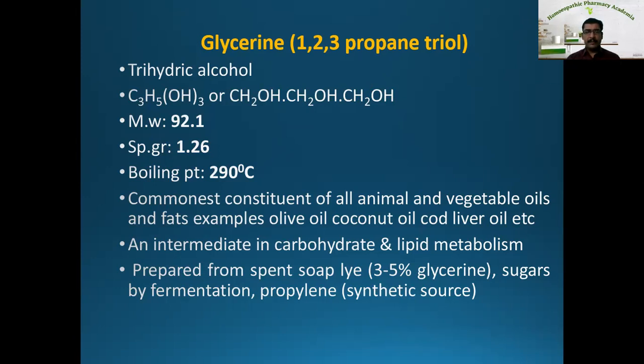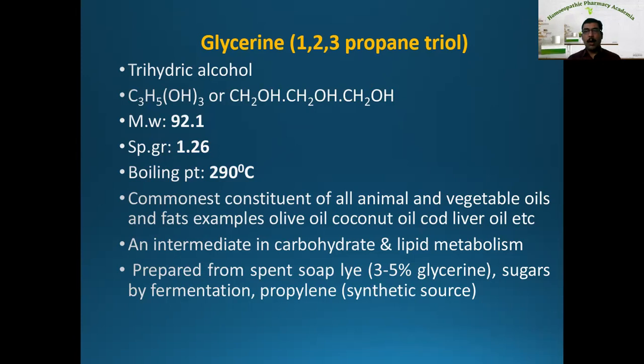It is prepared from propylene, which is a petroleum product, and it is chlorinated to form allyl chloride, which is then converted to allyl alcohol. Then it is treated with hypochlorous acid. When the chlorohydrin derivative product is produced, extraction of HCl, hydrochloric acid, with soda lime, followed by hydrolysis, yields glycerin. So this is how glycerin is prepared synthetically from propylene, a petroleum product. Our concern is about the cheapest source of glycerin, that is the spent soap.